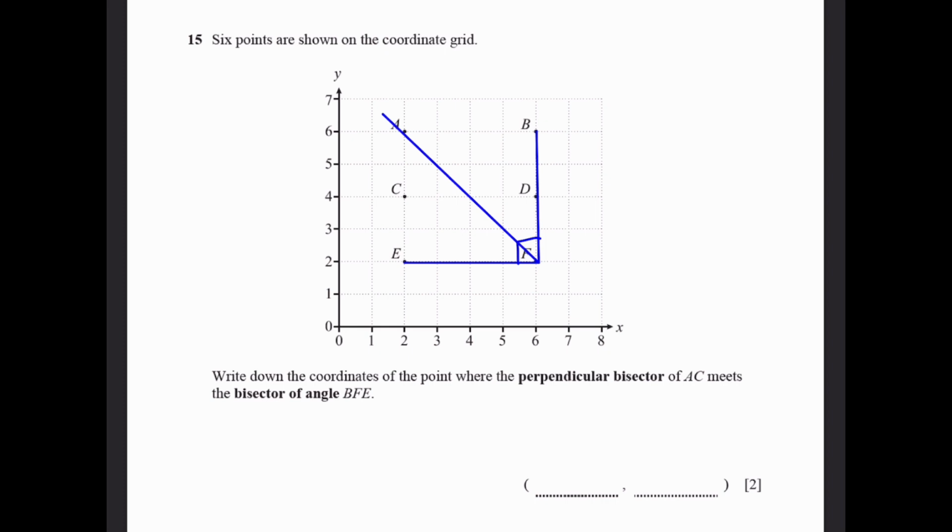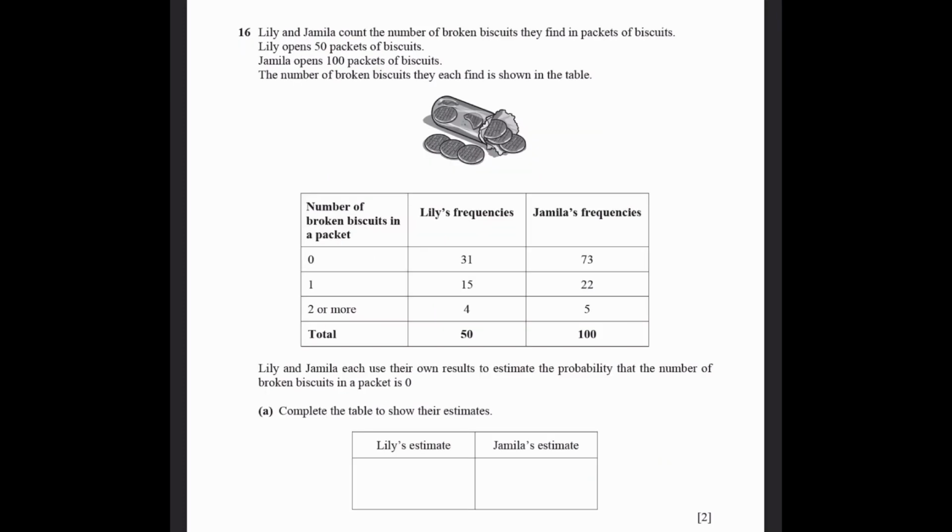And now the perpendicular bisector of the line AC, I'll draw AC here. Perpendicular bisector of this line will be the line y equals 5, just like that. It intersects at this point, which is 3, 5. So x is 3, y is 5. That's our answer.